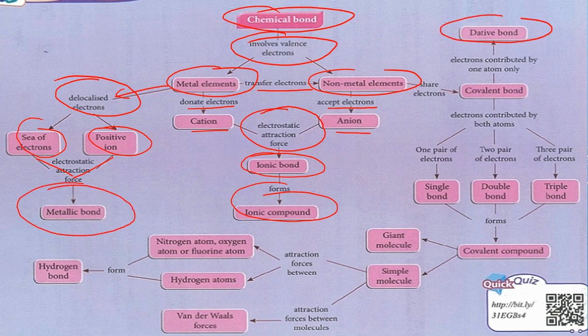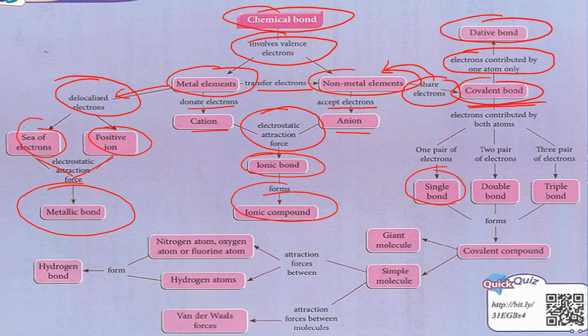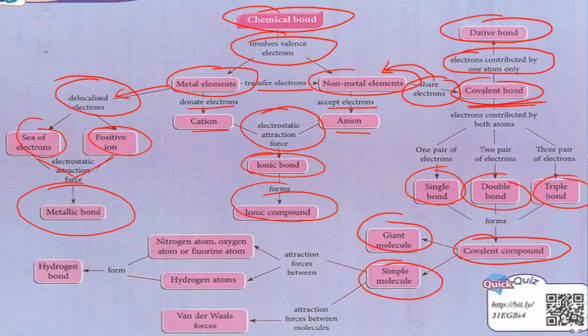And then we have dative bond. Okay, dative bond is a type of covalent bond where the electrons are not donated but shared by one atom only. Okay, so sharing of electrons between non-metal and non-metal forms covalent bond. Okay, so 3 types of covalent bond: single bond, double bond, and triple bond. Okay, so itu adalah covalent compound, forming covalent compound. And then for covalent compounds, we have giant molecular structure and simple molecular structure. And then we have hydrogen bond also. Okay, hydrogen bond also. So this is the summary for chapter 5, chemical bond.